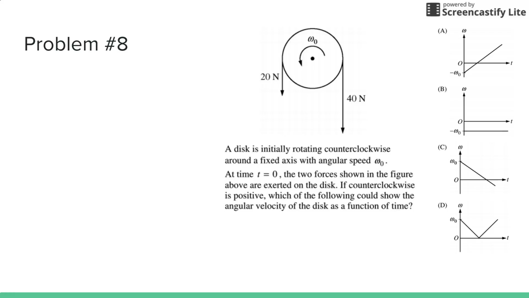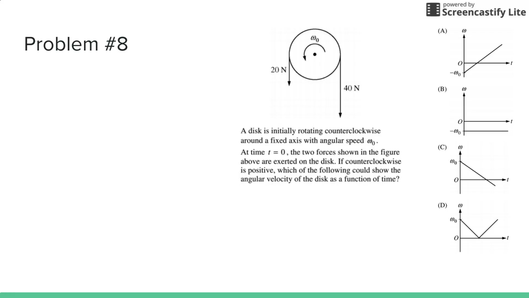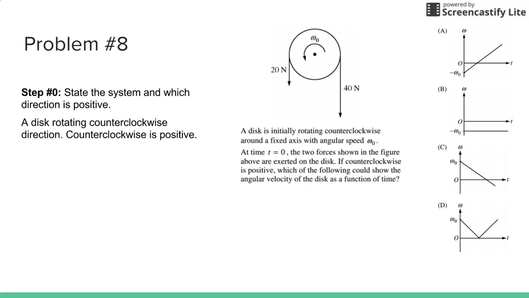time? So even before we begin this problem, we want to start off by stating the system and which direction is positive, which would be a disk, and counterclockwise is positive. Then afterwards follow the rest of the kinematic strategy.